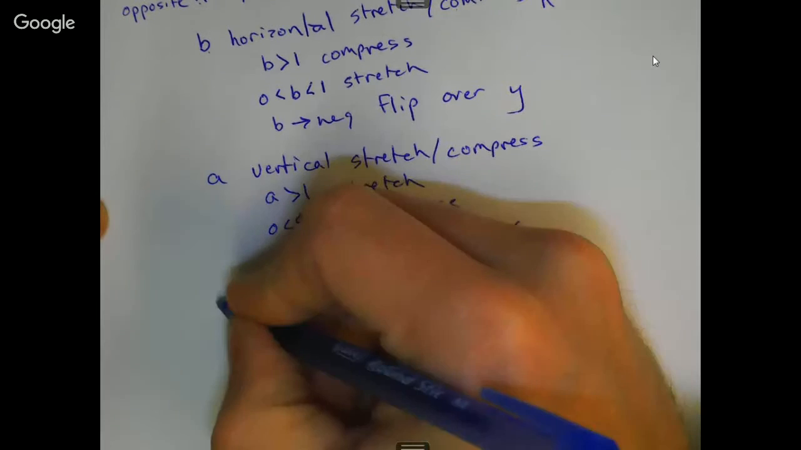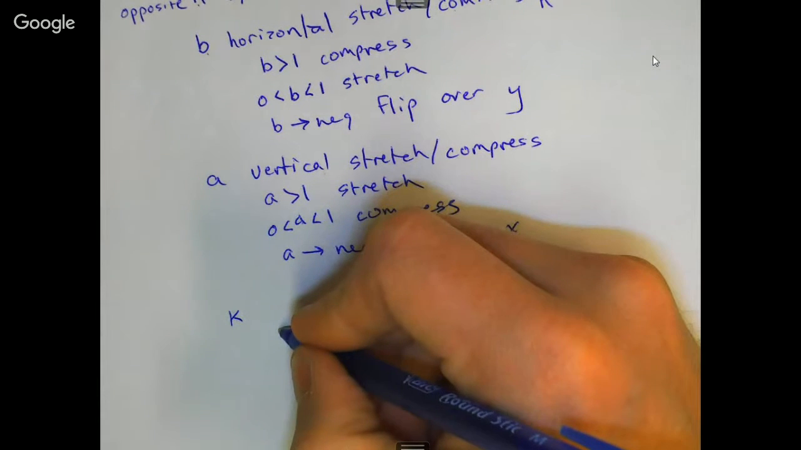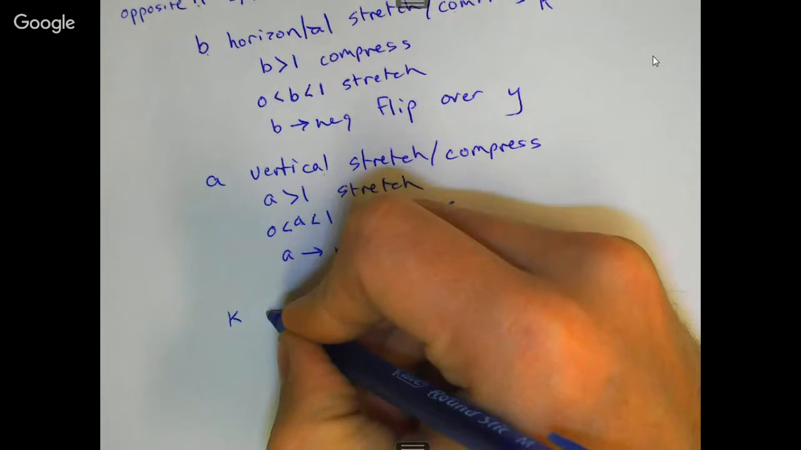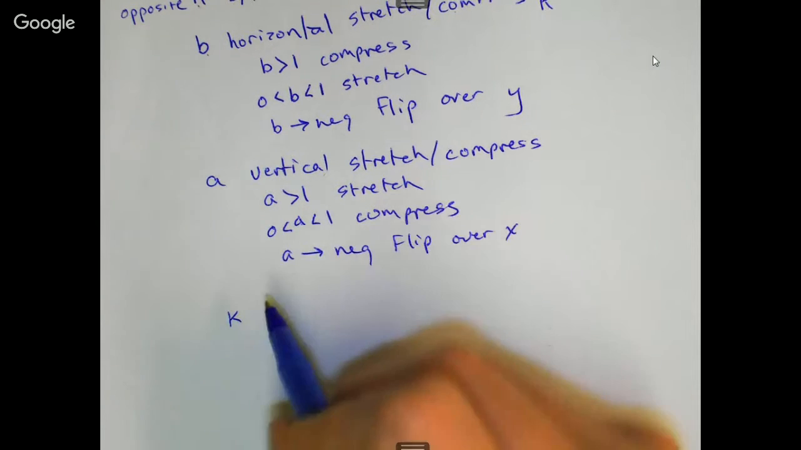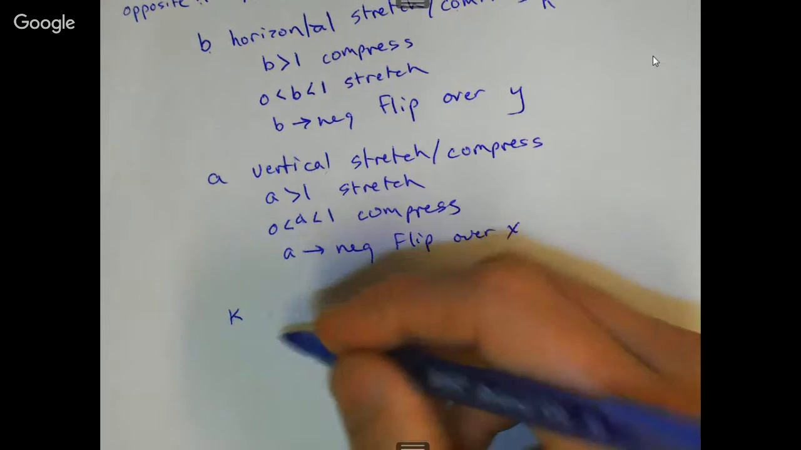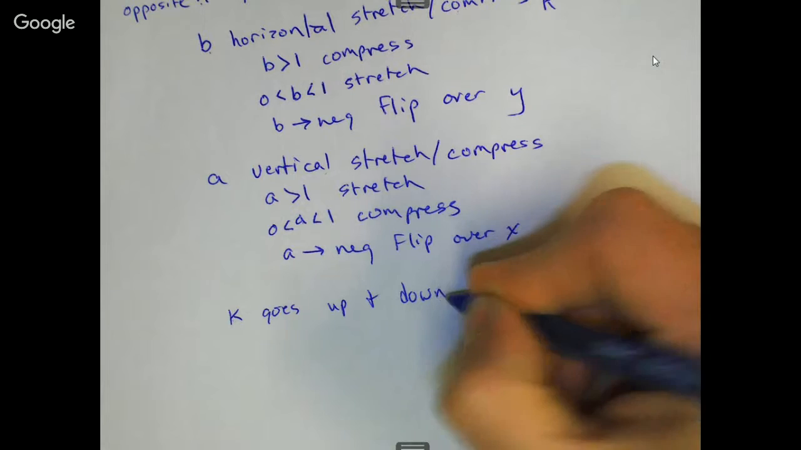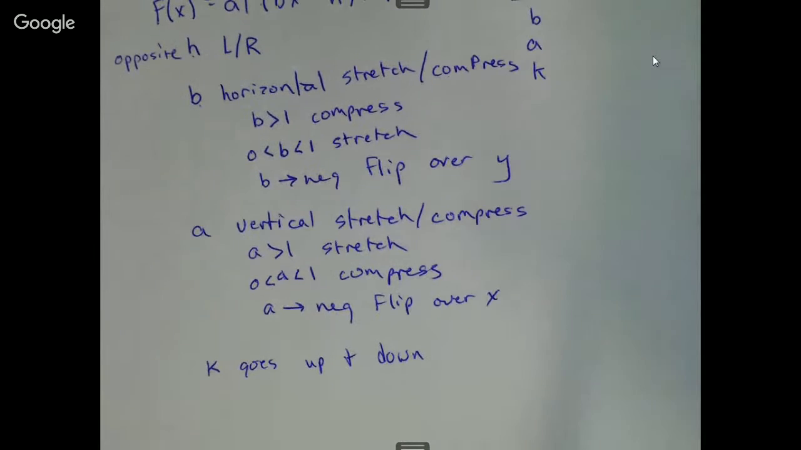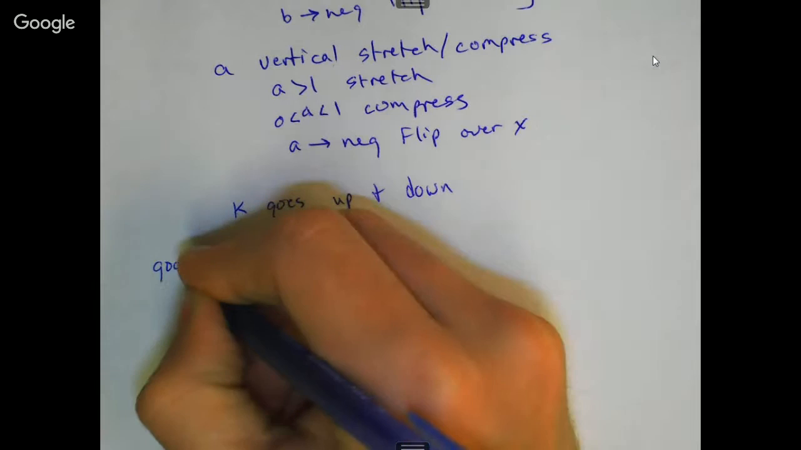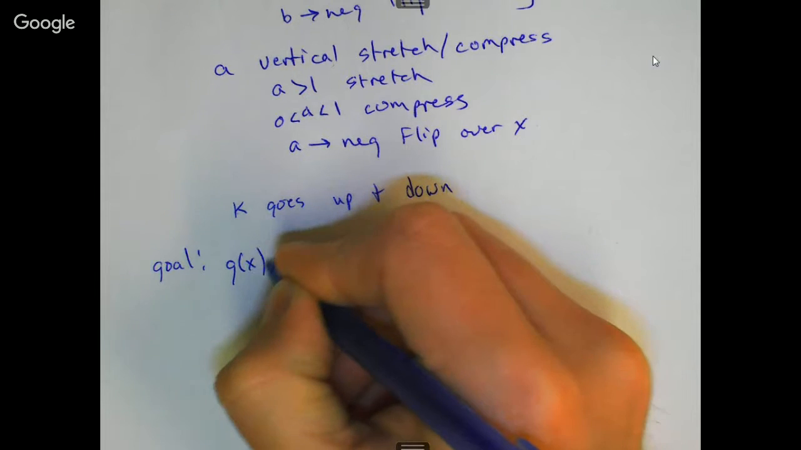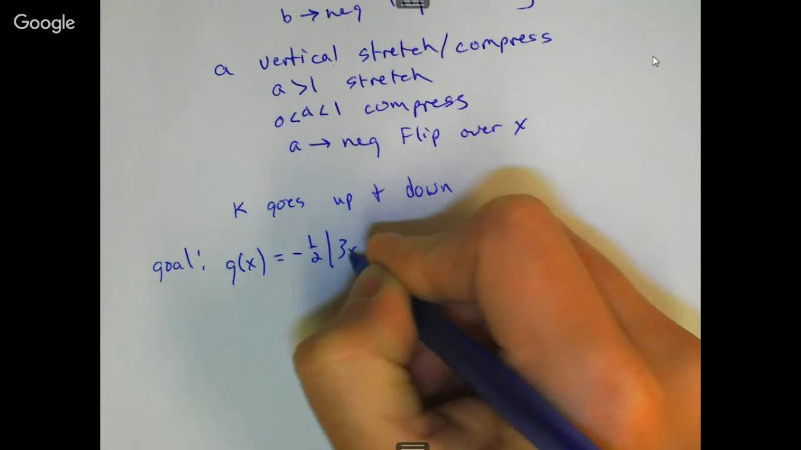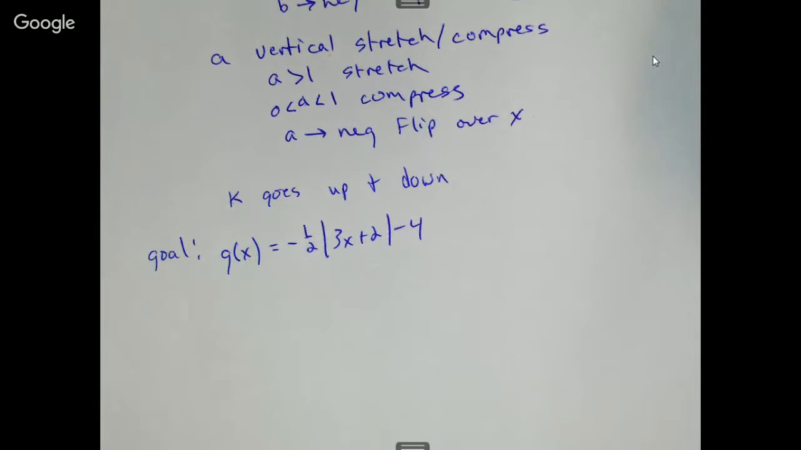And the last thing we have is K. K is a vertical shift up and down. Positive up, negative down. Okay, so this is the basis of everything that we do. And our goal is that right there. You should be able to look at that and tell me what the parent function is and how to go about graphing it.